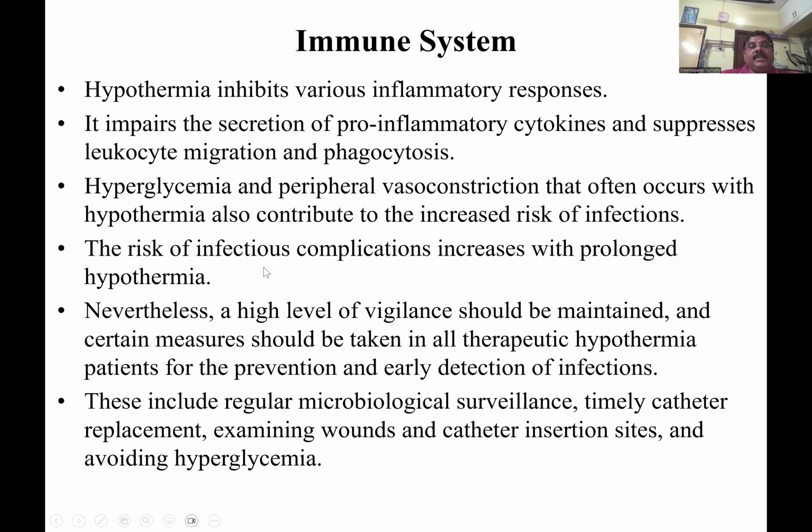So the risk of infectious complications increases with prolonged hypothermia. That's why high vigilance should be maintained, and certain measures should be taken for all hypothermia patients for the prevention and early detection of infections. These include regular microbiological surveillance, timely catheter placements, examining the wounds and catheter insertion sites, and avoiding hyperglycemia. So we need some vigilance regarding these infections.